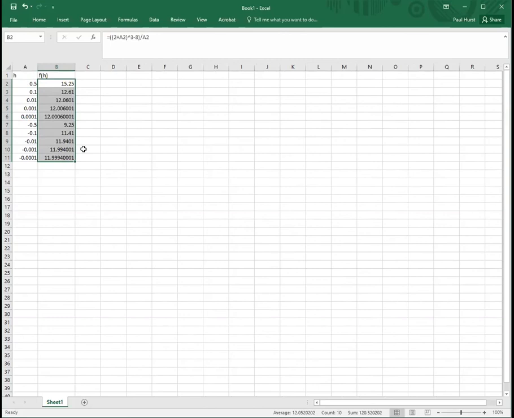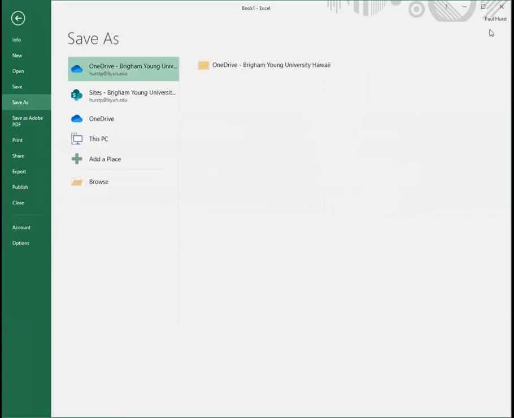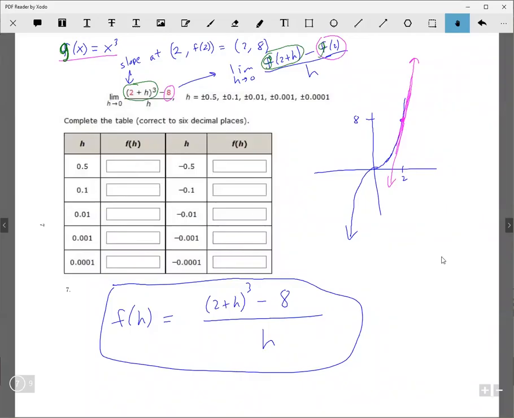And they're supposed to round them all off to 4 decimal places. Okay, so once again, Excel just gave me all the values. I'm going to copy them over onto the document right here, rounding off at the same time.